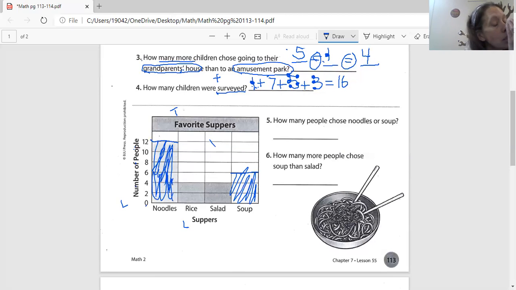Okay? So let's answer my questions. On number 5, it wants to know how many people chose noodles, there's that word again, or soup. Is it enough to count the noodles? No. Is it enough to count the soup? No, because they're asking us both of them. So what do I need to use for or? Adding. We're going to add. There's going to be an addition number sentence somewhere right here. Let's find out what the numbers are that go in my addition sentence.